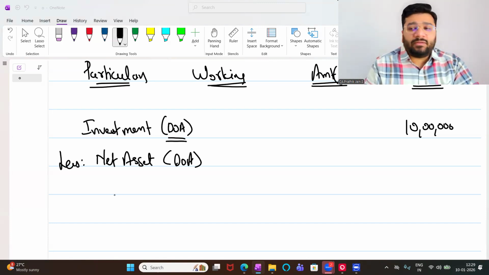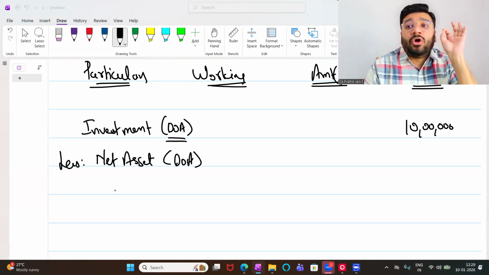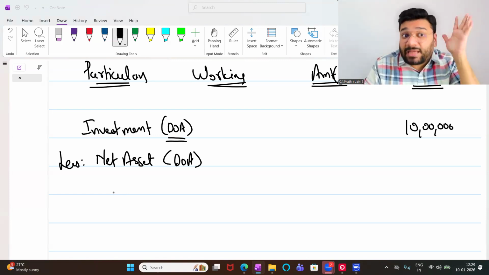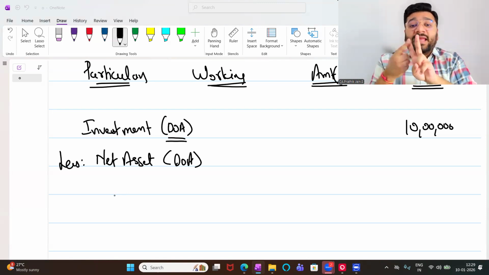On the date of acquisition, I will pay money to the old shareholders of S Limited. He will, at bare minimum, ask me for two amounts. One, he will tell that this 80% shares I acquired by paying some money. That is capital. That I want.